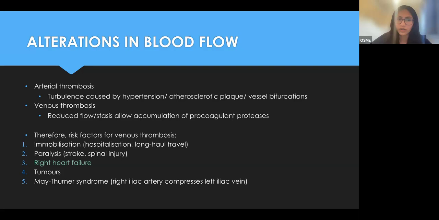But in the veins, the most common alteration in blood flow is really reduced flow or stasis. And this allows the accumulation of the coagulation factors. And so, as you can imagine, the risk factors for venous thrombosis are anything that slows blood flow a lot. Some of these are obvious, like immobilization and paralysis, you literally stop the blood in the veins from moving. In right heart failure, you have blood pooling in the venous system because it's not pumped out of the right heart. Tumors can physically impinge on the veins to reduce the flow. And May-Thurner syndrome is a specific pathology where the right iliac artery compresses the left iliac vein.